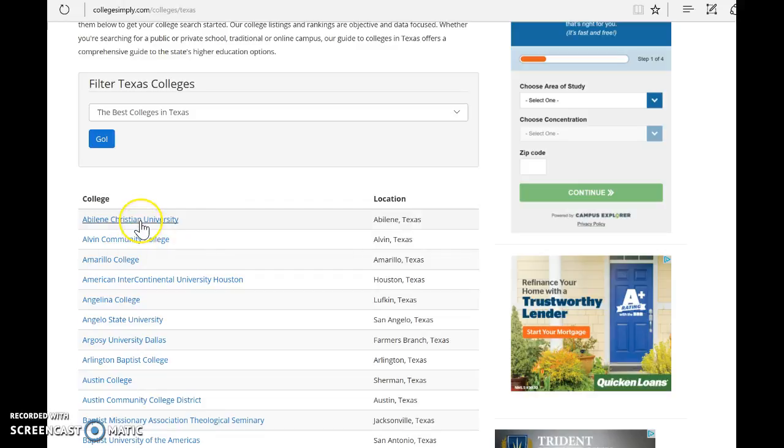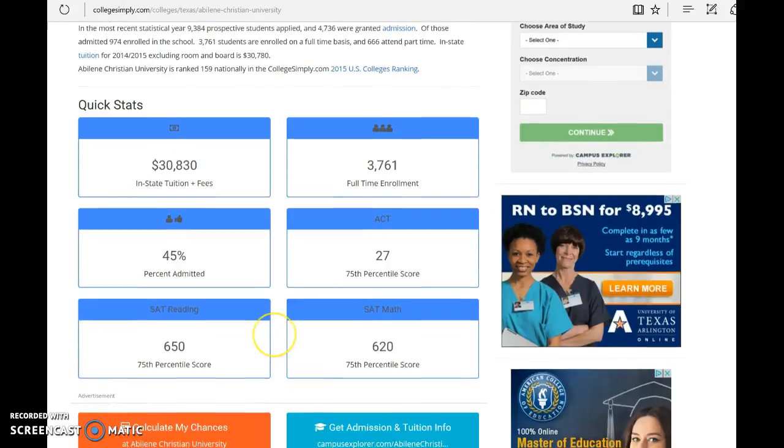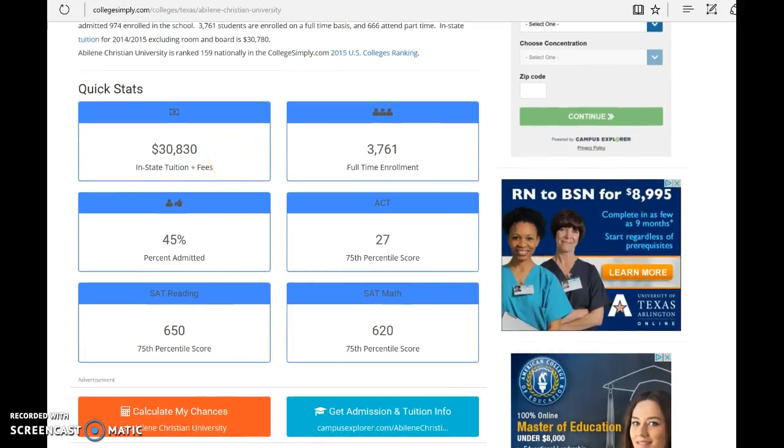Let's just pretend you're thinking about Abilene Christian University, right? And if I click on that, you'll see reviews if anyone's decided to review it, which no one apparently has for this school. But it'll give you a breakdown, y'all. Your in-state tuition and fees, how many students are enrolled, how many percent are admitted. What this means is that less than half of the students who applied actually got in.